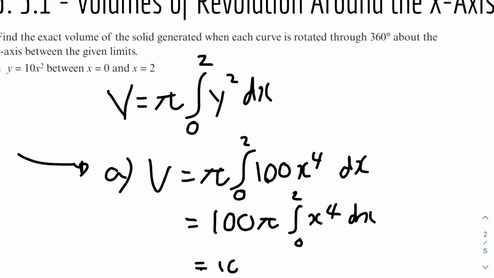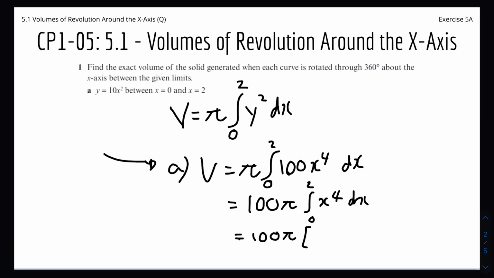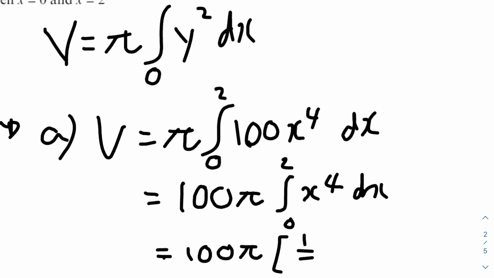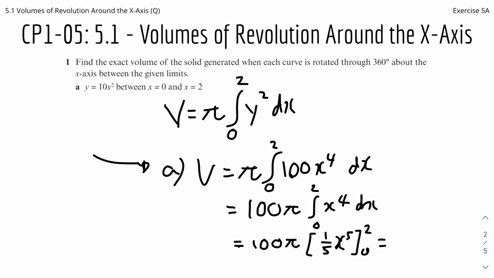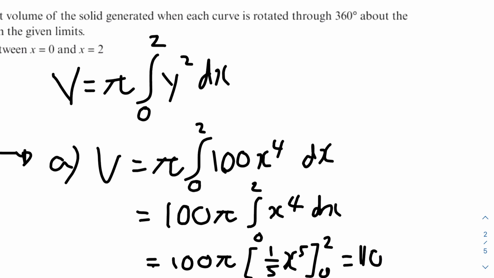So it'll be 100 pi times 1 over 5 times x to the power 5, and like so, the bounds. So we know this will be equal to 100 pi times 1 over 5 times 2 to the power 5, minus, basically substitute x equals 0 in here. But it'll get 0, so we can just ignore the 0. So it'll be 100 pi times 1 over 5 times 2 to the power 5.